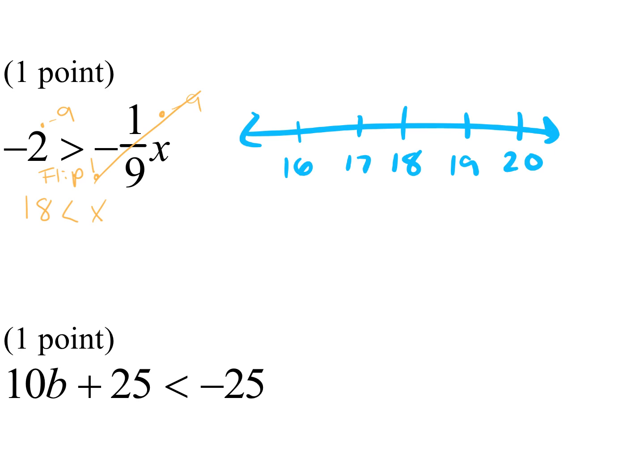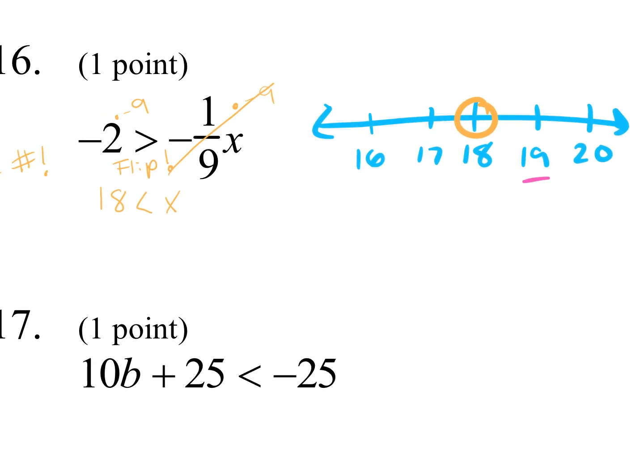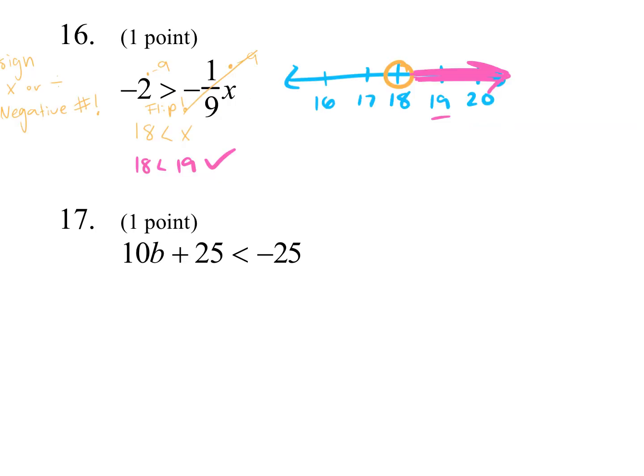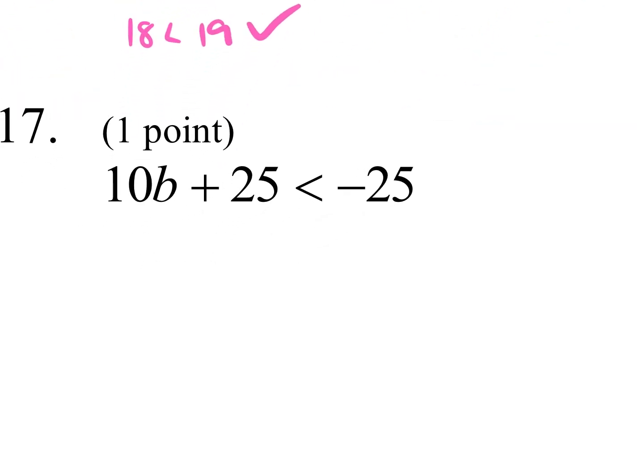This might be a multiple choice question, so just look at your options. Do I have an open or closed circle at 18? Open. An open circle. Now let's test a number. What's a number that I could test? 19, sure. So I have 18 is less than 19. Is this true? Yeah, so where am I going to shade? To the right. I shade where 19 is. If it's true, shade that way. All right, we're going to do one more inequality one.